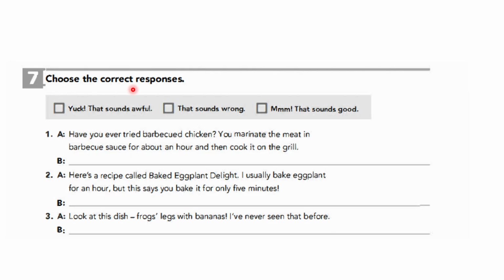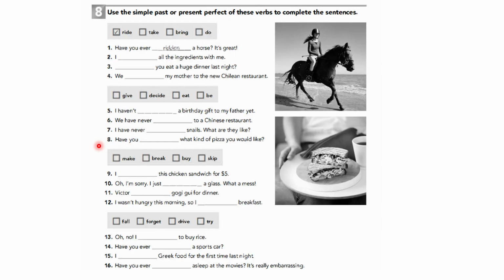Let's continue. Choose the correct responses. Here you have to choose. Pretty easy. You have 3 questions. You have 3 answers. You have to choose the correct answer for each question. Easy peasy. Here we have, again, more simple past or present perfect. Here you have options over here, and you have to choose these verbs and put them here in the blank spaces. But you need to identify when the answer is in present perfect or when the answer is in simple past. Okay? The same thing here, the same thing here, and the same thing here.